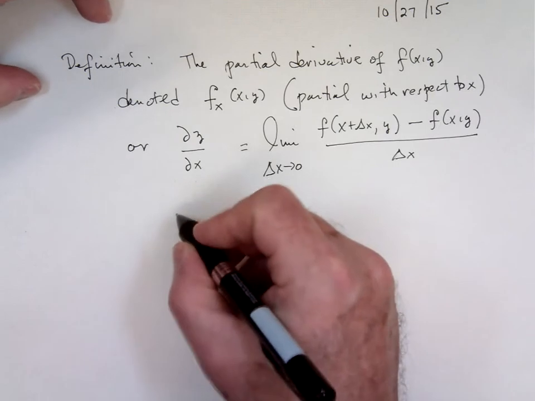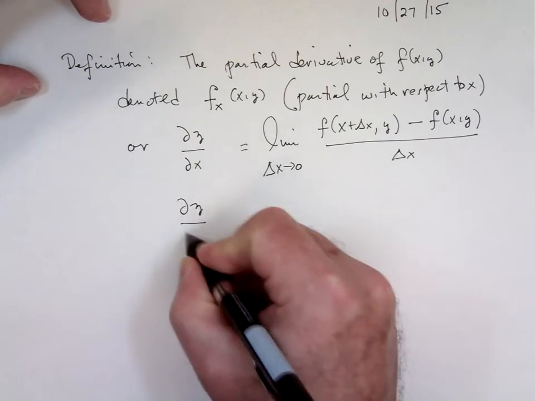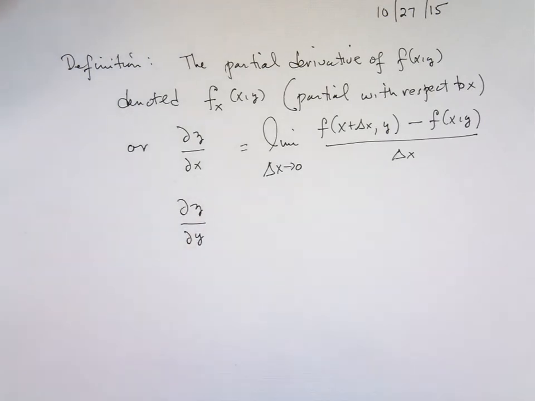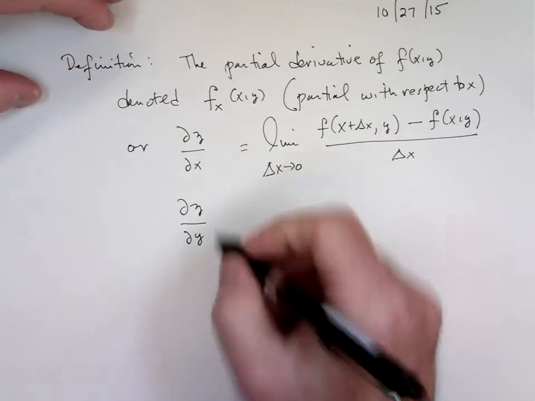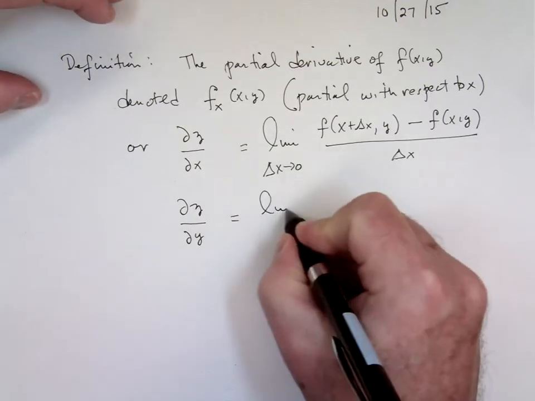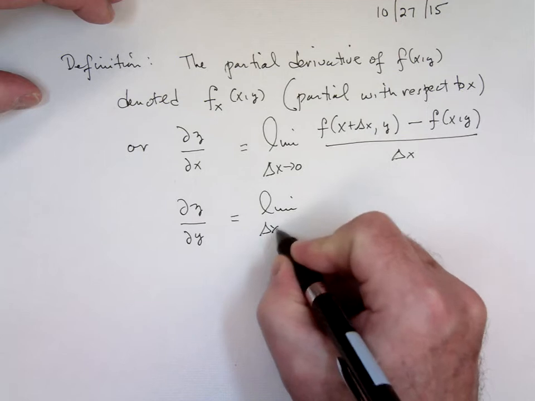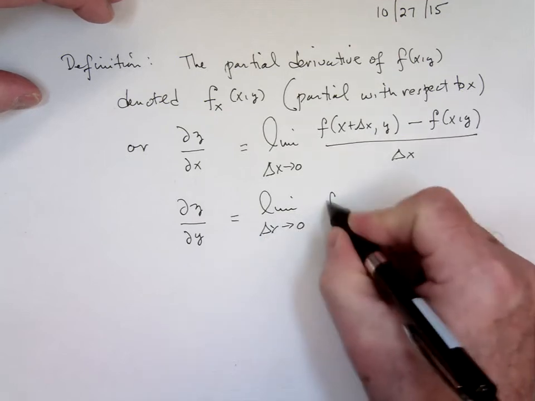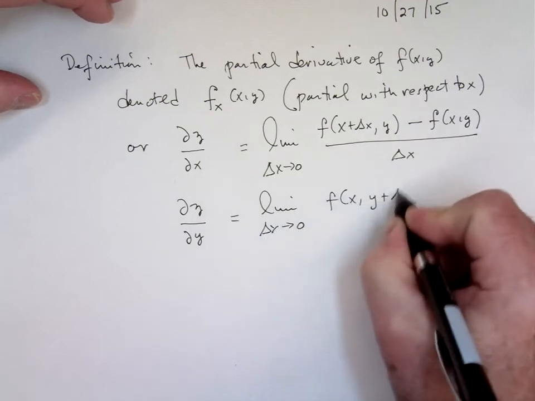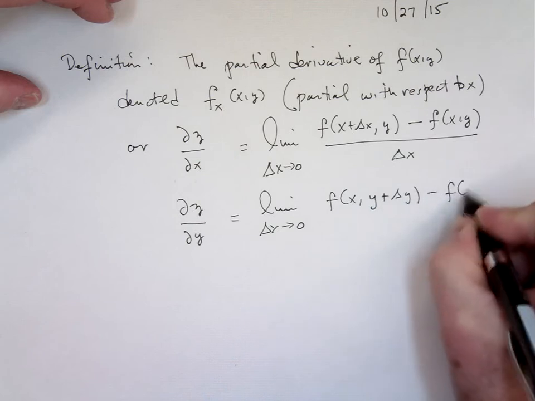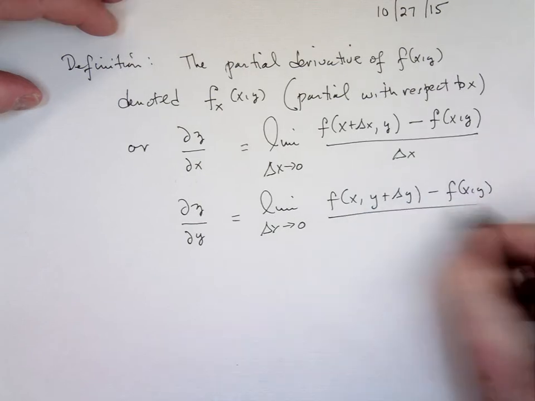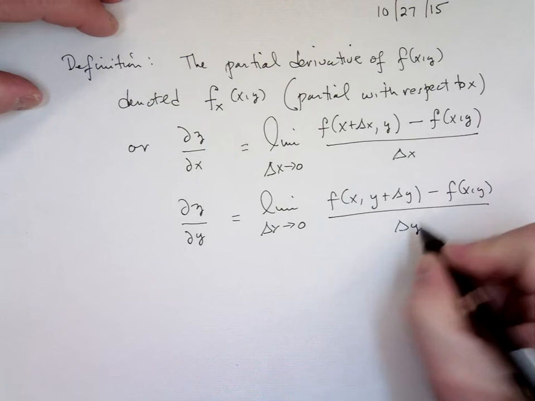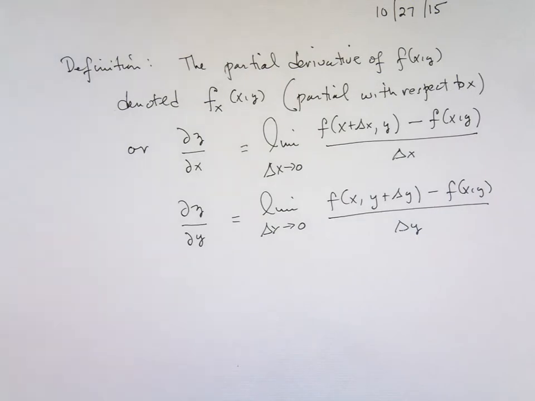Let me give you the definition of the partial derivative of z with respect to y. That would be the limit as delta y goes to 0, f of x y plus delta y minus f of x y all over delta y. Okay. Those are the partial derivatives. What does that mean, the partial derivative?